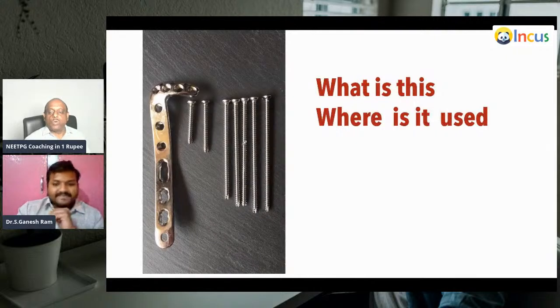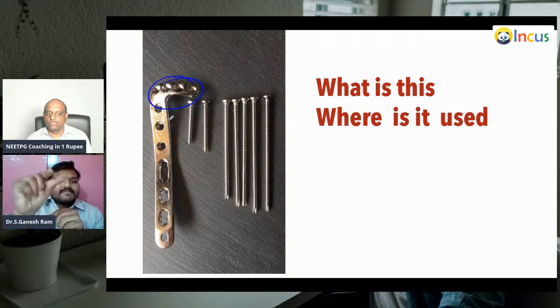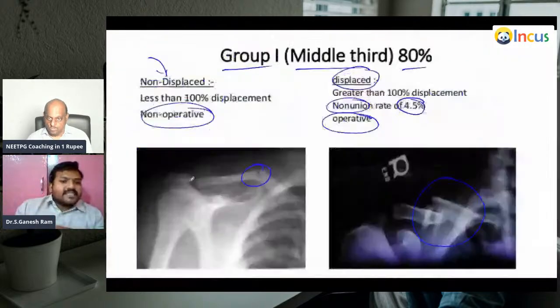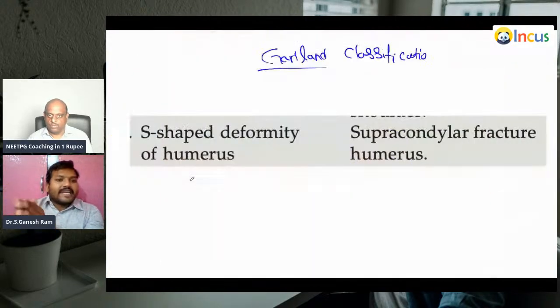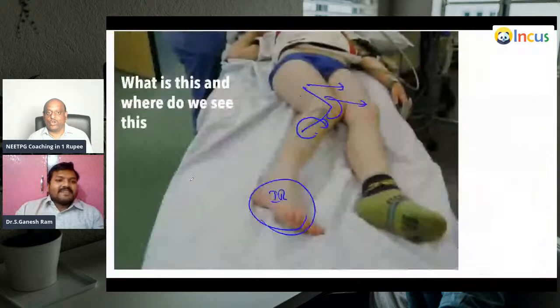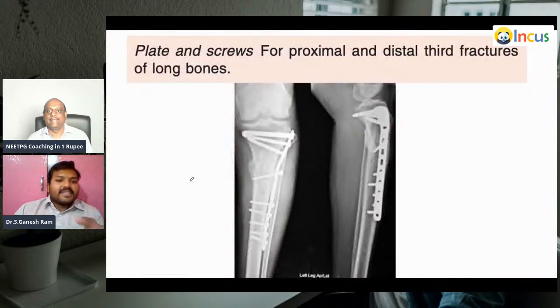Wonderful. So what is this and where is it used, doctor? This is the proximal tibial plate, sir. The distal tibial plate will also have a similar appearance. But the four holes are there in the upper aspect, and it will be bent and slightly rotated. Whereas in the distal aspect, we use one more plate called a hockey stick plate. It will be like a hockey bat, same shape. That is called a hockey stick plate. That is used in the distal femur and distal tibia, whereas this is used in the proximal tibia. Wow.